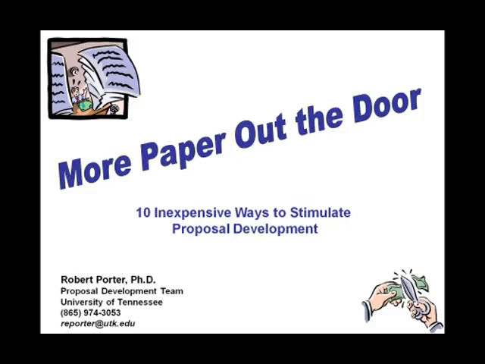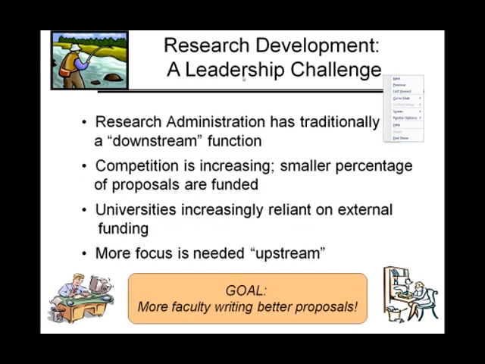I think the title of this seminar is fairly self-explanatory. I'm going to be reviewing with you 10 ways that I think can help you play an active role in getting your faculty and your researchers to send out more and better grant proposals. But before I start, I'd like to talk a little bit more about how my theme fits in with the changing nature of research administration itself.